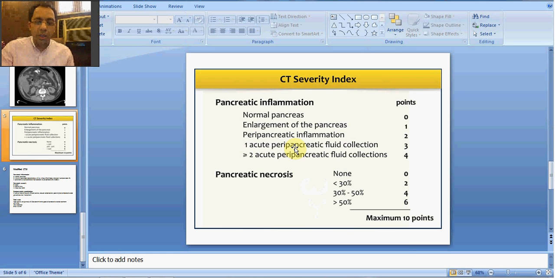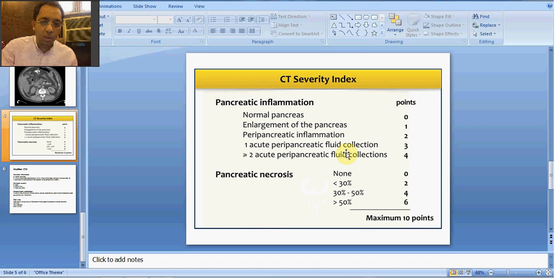Now, classically in pancreatitis, the role of CT is to prognosticate, and we use an index called the CT Severity Index, which is a combination of two things: pancreatic inflammation, where you give scores based on whether the pancreas is normal, is it enlarged, do you have peripancreatic inflammation, and do you have fluid collections. Based on that we give them points. And we also grade the parenchyma according to the percentage of necrosis, and we give points according to that.